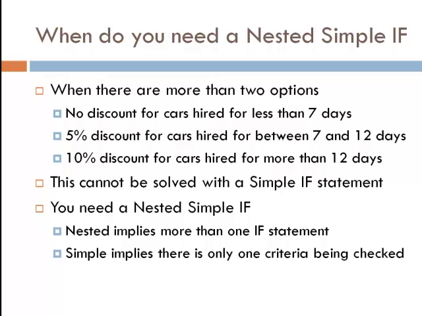In the title nested simple if, there's two elements to it. The nested part implies that there's more than one if statement. There's an if statement inside an if statement. The simple part implies that there's still only one criteria being checked. So you're still checking for the same criteria each time, which is, in this case, the length of hire of the car. So that's where the title nested simple if comes from, and that's when you're going to need it. So let's work through this example in a little more detail.